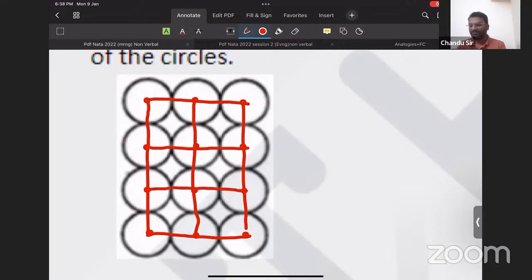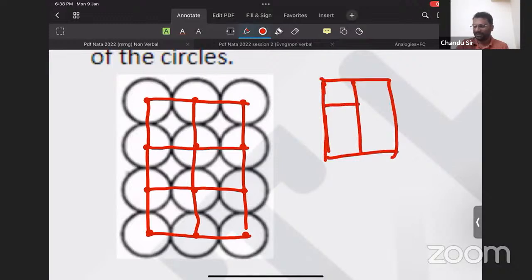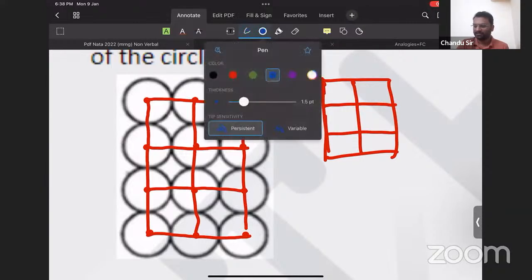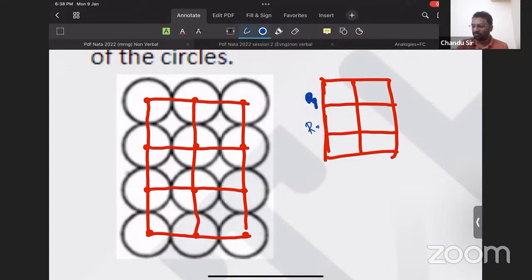So this is how that figure looks like after finishing drawing. If I draw it outside, it will be something like this, and it is having 2 columns and 3 rows. Let me number them. Row number 1, row number 2, row number 3, and this is column number 1, and this is column number 2.